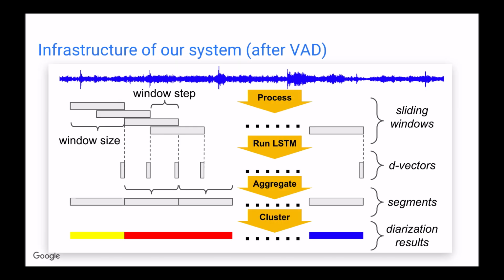And here is a diagram of our system. After the voice activity detection, we extract fixed-length sliding windows from the audio and run our LSTM network to produce D vectors for each sliding window. Then for each segment, we aggregate the D vectors that belong to this segment to produce the segment-wise embeddings. Finally, we cluster these segment-wise embeddings to produce the final diarization results.